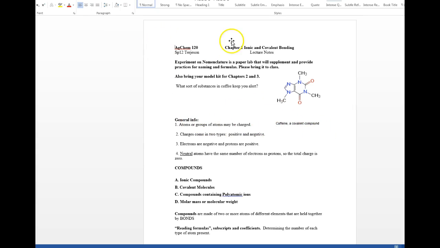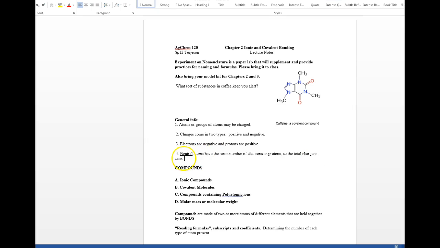Okay, so as we look at ionic or covalent bonding, we're looking at atoms or groups of atoms that may be charged. Notice that we have positive and negative charges. Electrons are negative, protons are positive. Neutral atoms have the same number of electrons as protons, so the total charge is 0.